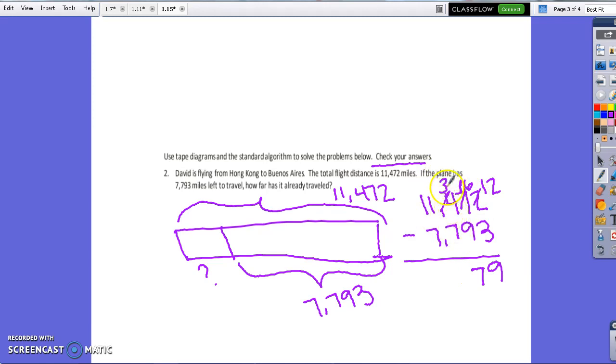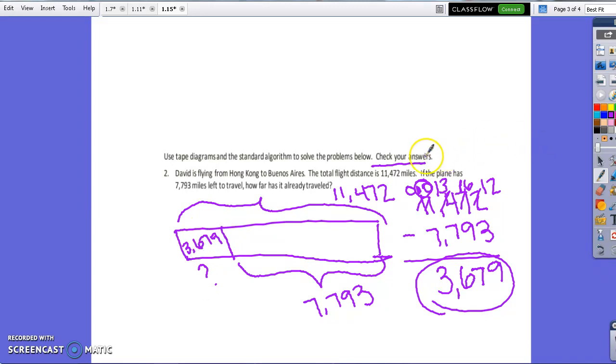I can't take 7 away from that 3. So again, I got to go over, that 1 turns into a 0, that 3 turns into a 13. 13 minus 7 is 6. I can't take 7 away from nothing, so I have to turn this one into a 0, and this turns into a 10. So 10 minus 7 is 3. So the answer that I got is 3,679 miles, which I think is this portion.